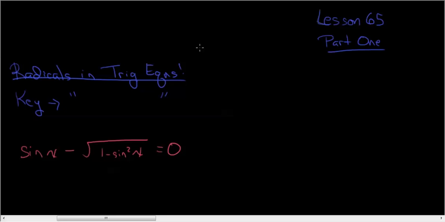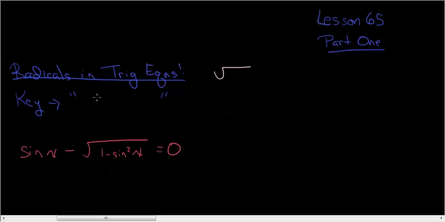Okay, I'm going to break lesson 65 into two parts just to make it a little easier for us, okay? So let's try this type of problem. First thing is we're going to be dealing with radicals in trig equations, all right? We're not talking about people from the 70s. We're talking about the square root sign, the square root.